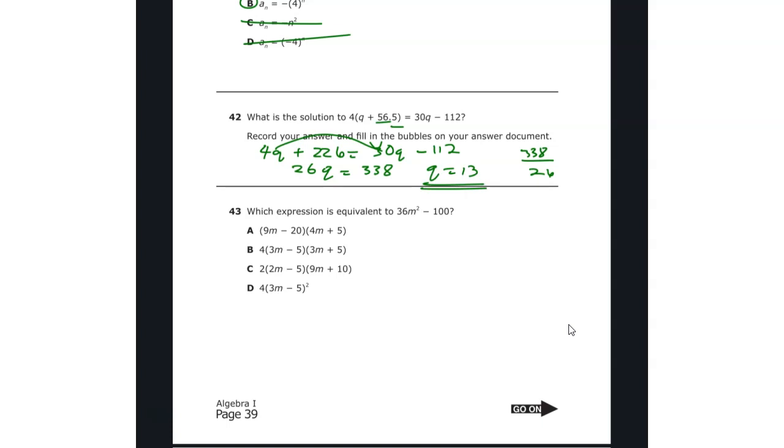Which expression is equivalent to 36m squared minus 100? First of all, let's simplify this further. So this is going to be 4 multiplied by 9m squared minus 25. Well, we don't need to complete the square. This is a difference of two squares. So this is 4 times (3m minus 5)(3m plus 5). Right there.